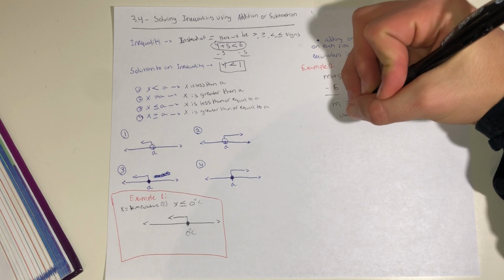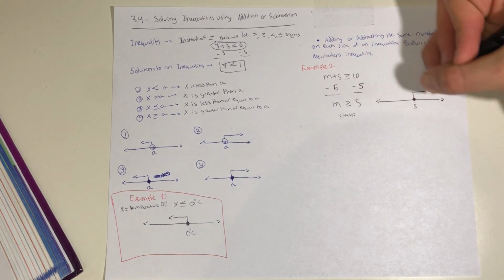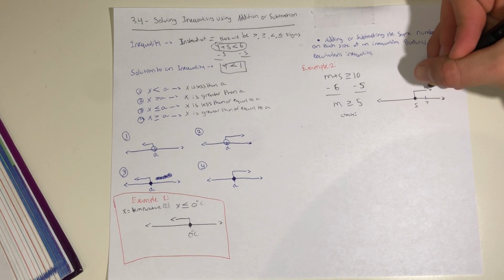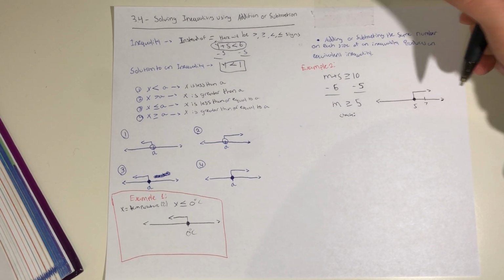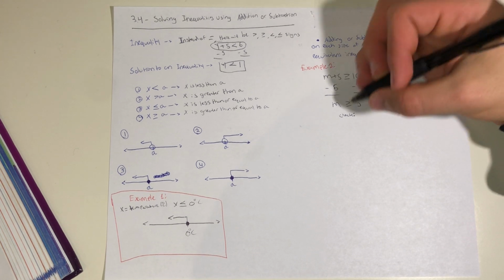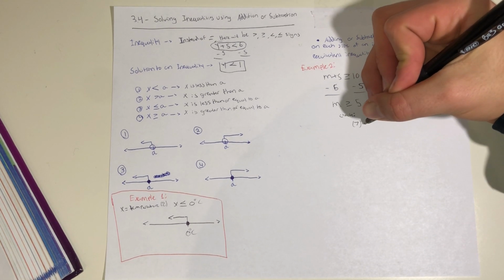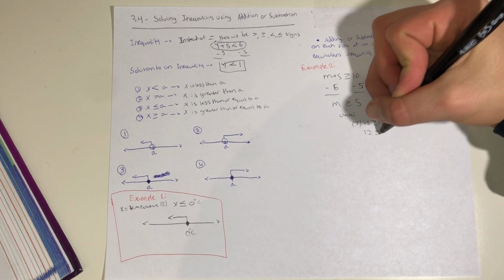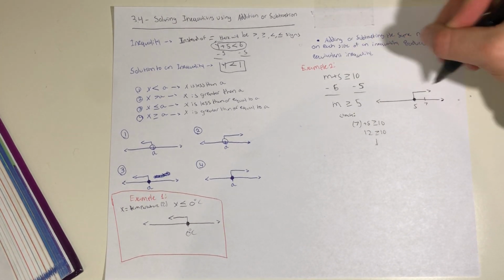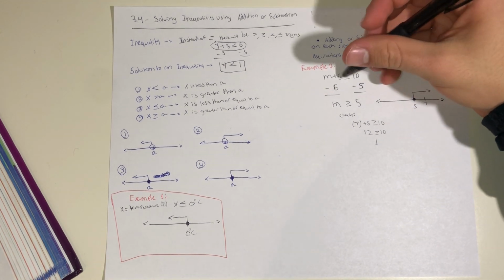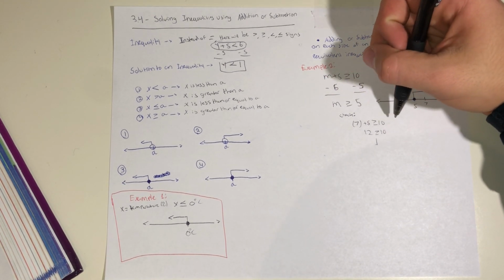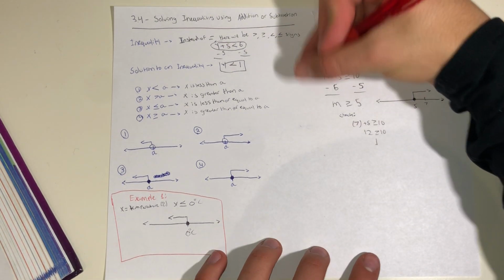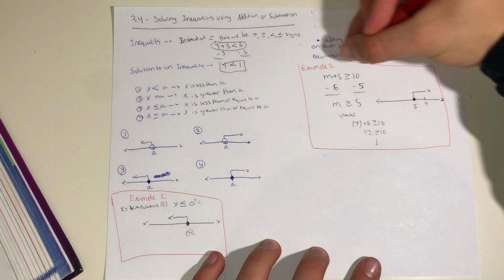Check. This is where we're checking our solution. So if we plug in 7, which is above 5, it's technically a solution. So let's plug in 7. 7 plus 5 is greater than or equal to 10. Is 12 greater than or equal to 10? Yes, it is. And we could plug in 5, and we're going to see if 5 plus 5, 10, is greater than or equal to 10. It is. So those are ways that we could double check our solutions.